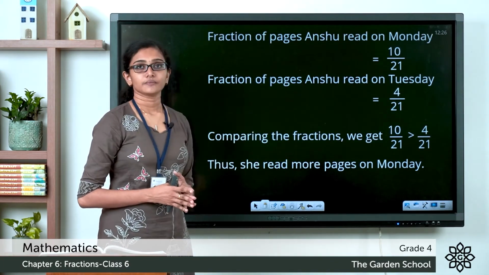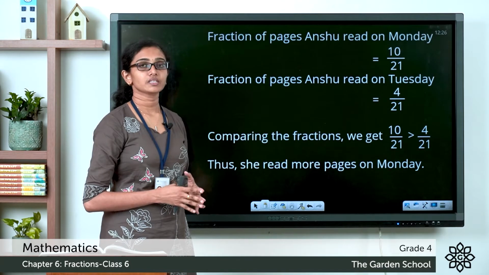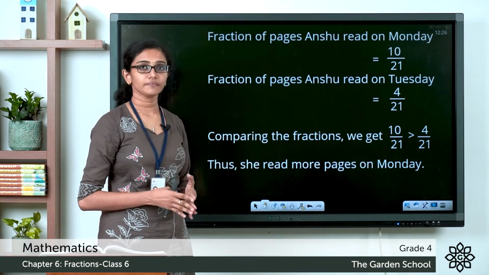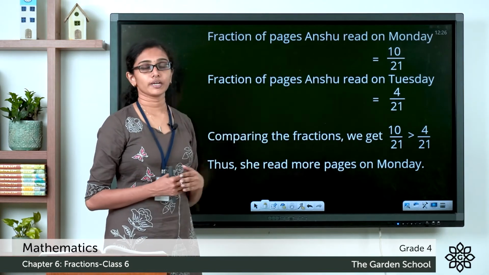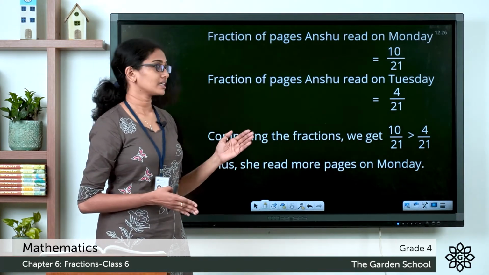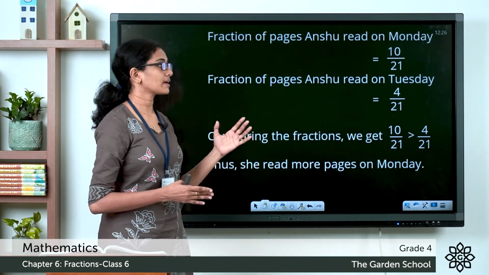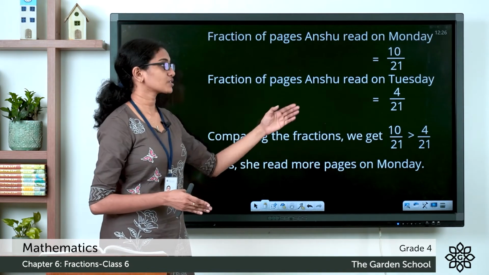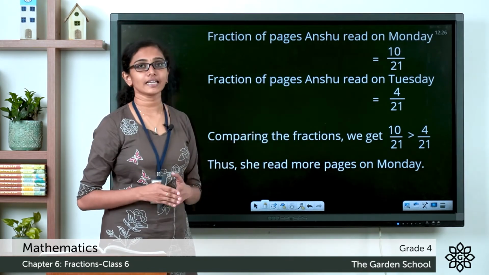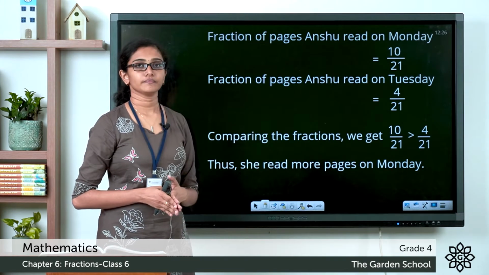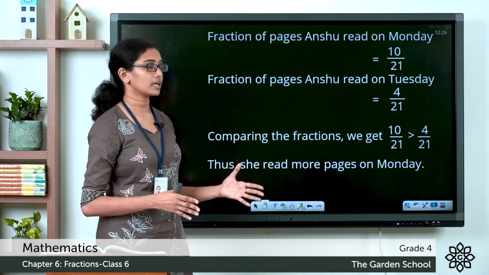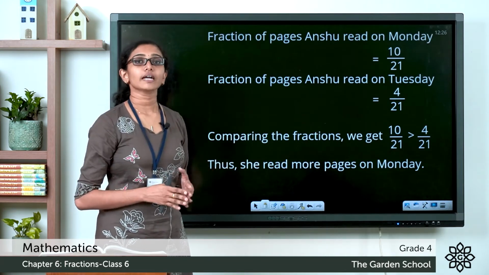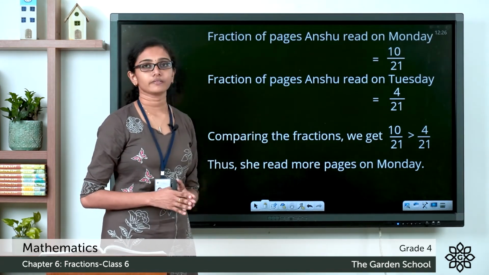Now, comparing the fractions. Comparing the fraction of pages she read on Monday and Tuesday, we are comparing 10 by 21 and 4 by 21, which is bigger. The denominators are the same. So comparing the numerators, we get the fraction 10 by 21 is greater than 4 by 21. So 10 by 21 is the fraction of pages she read on Monday. So obviously, she read more pages on Monday.